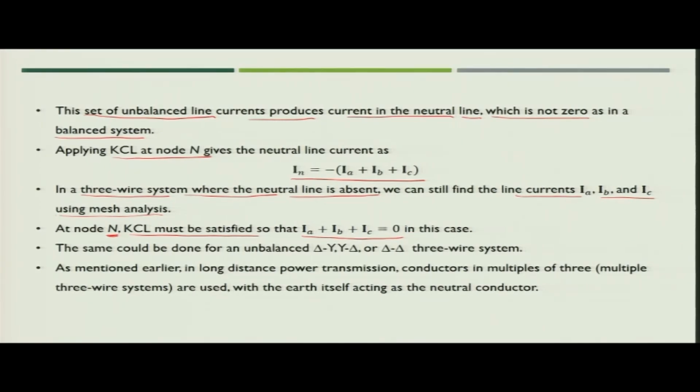Now, this we have analyzed with the help of a star-star or YY connected system. The same we can do for the unbalanced delta-Y, Y-delta or delta-delta three-phase three-wire systems. As we mentioned earlier, for long distance power transmission, conductors in multiples of 3, that is the 3-phase 3-wire system, are used. In that case the earth itself will act as a neutral conductor. So, we do not lay the neutral conductor along the long transmission line, we use earth as a neutral conductor.